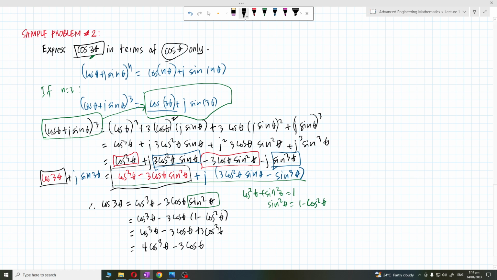So as you can see, cosine 3 theta is now just in terms of cosine theta only. So this is our final answer. This is the expression for cosine 3 theta in terms of cosine theta only.